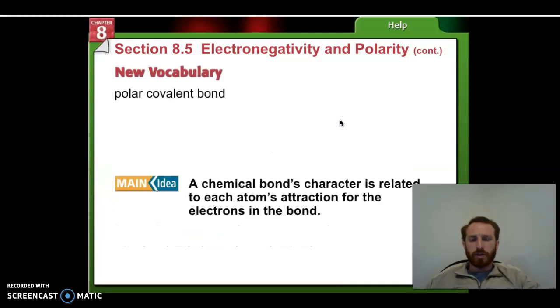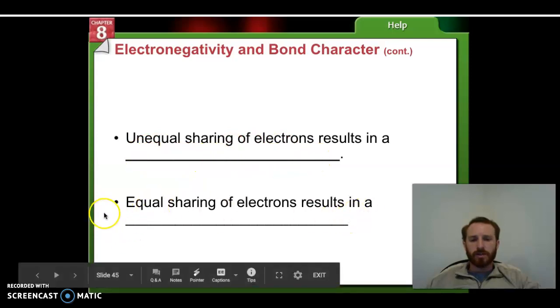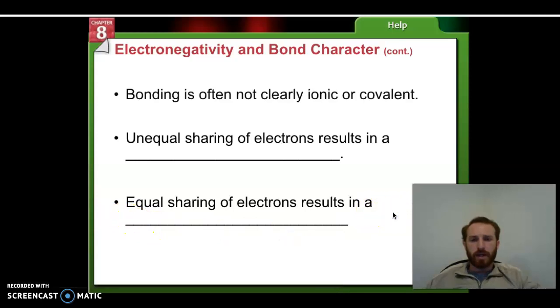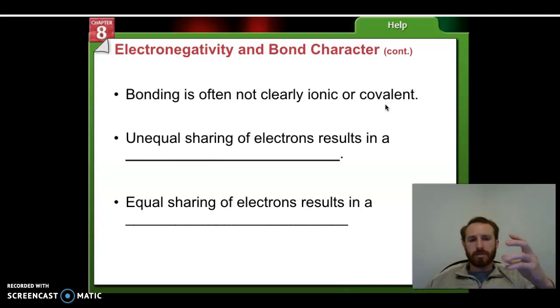We'll look at what a polar covalent bond is and define it. The main idea is that a chemical bond's character is related to each atom's attraction for electrons. So, unequal sharing of electrons results in a polar covalent bond. Equal sharing of electrons results in a nonpolar covalent bond. Bonding's often not clearly ionic or covalent. Metal-nonmetal is going to be ionic, and nonmetal-nonmetal is covalent, but there's a lot of middle space, and that's where we look at polarity, okay?